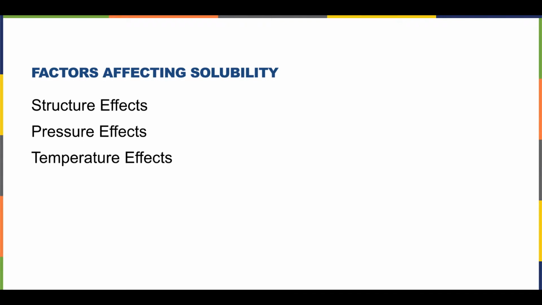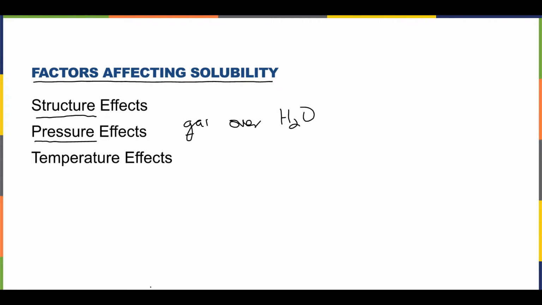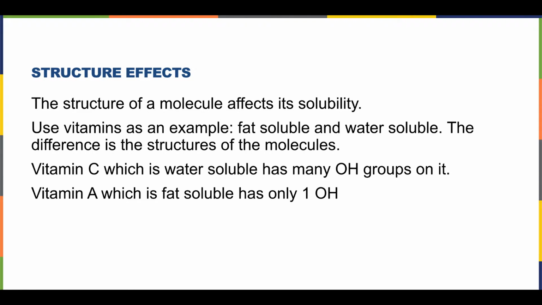All right, factors affecting solubility. Factors that affect solubility can be the structure of the molecule. We can have the pressure, in particular if we have a gas over a liquid such as water. The pressure of the gas over the liquid strongly affects the solubility of it. And then temperature. For a lot of solids, as the temperature goes up, the solubility goes up. For gases, as the temperature goes up, the solubility is going to go down. So let's discuss this in detail. Things that can affect its solubility.